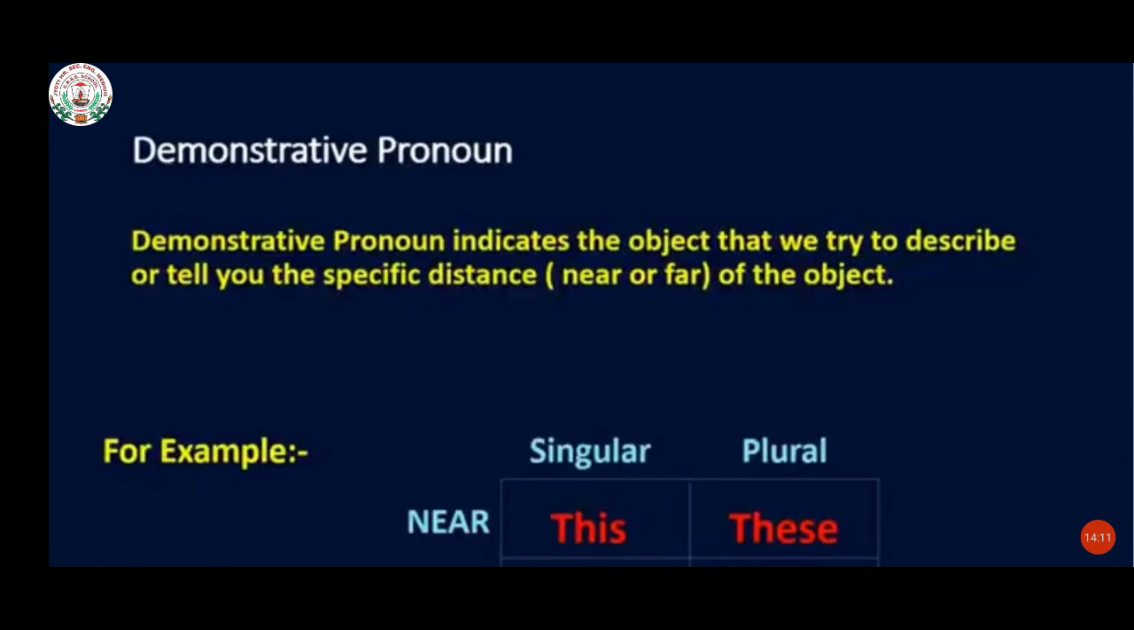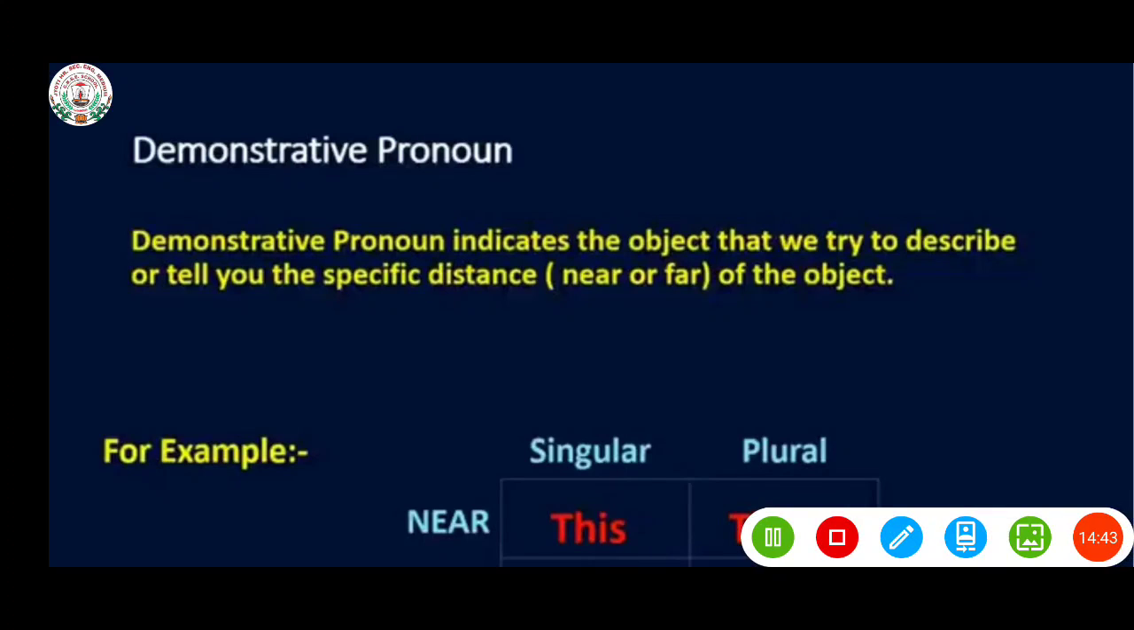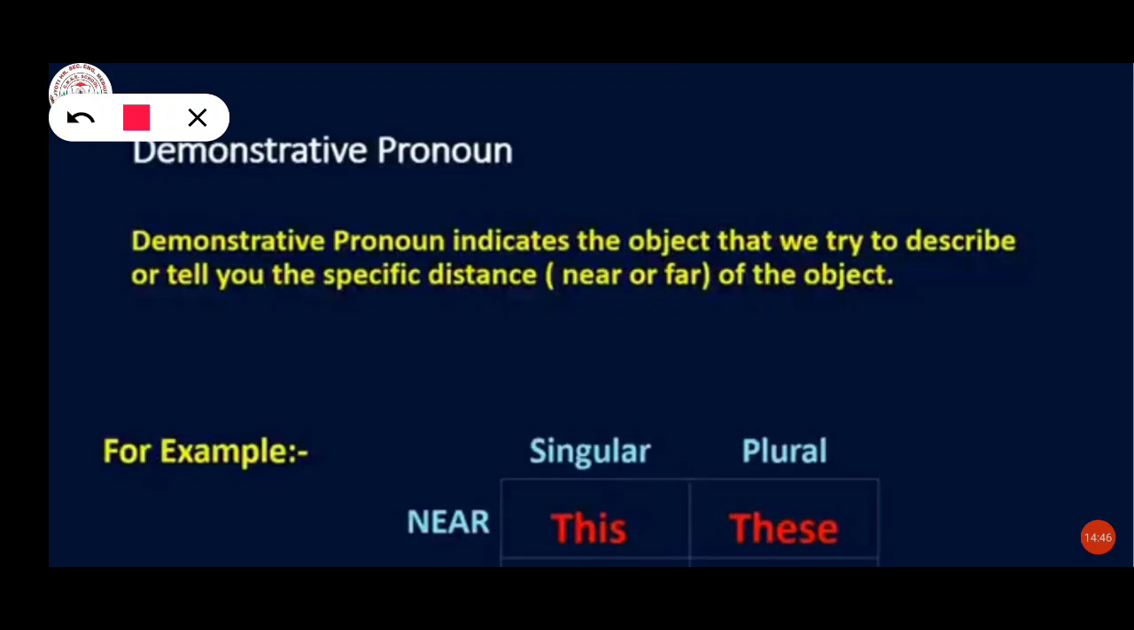The next one is demonstrative pronoun. Before starting the definition, I want to let you know a few words of demonstrative pronouns, and the words are these, that, and those. When used in place of nouns, they are called demonstrative pronouns. The definition is given here. What are demonstrative pronouns? They indicate the object that we try to describe or tell you the specific distance.